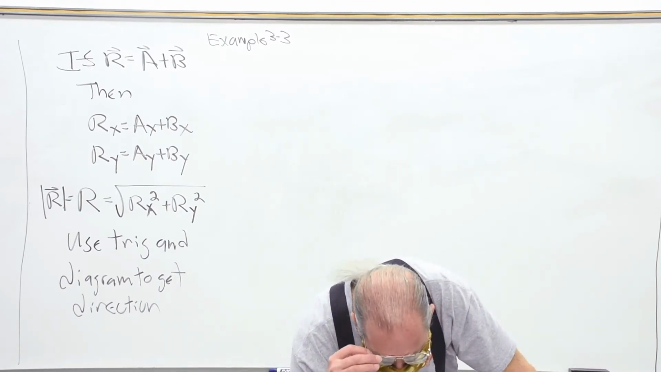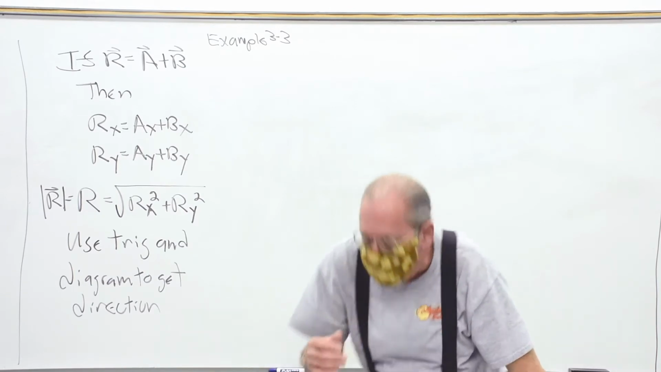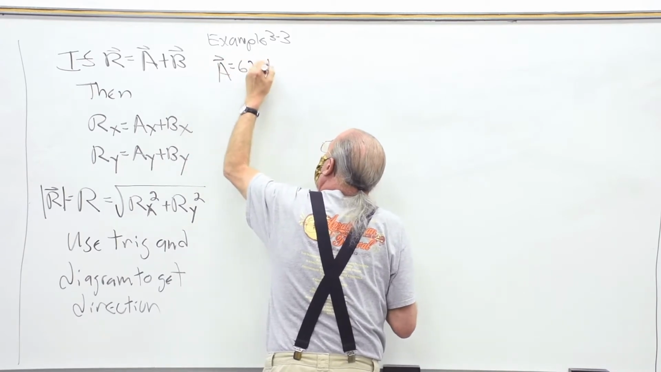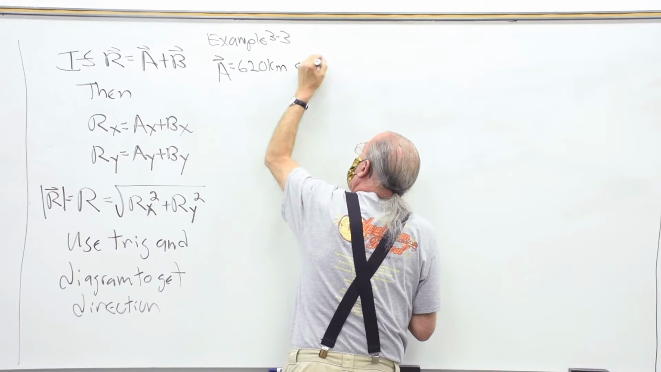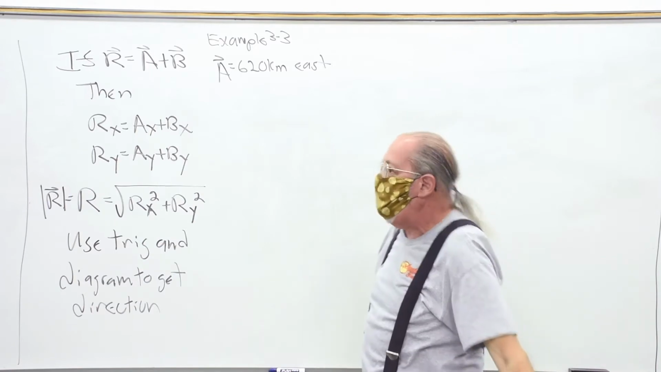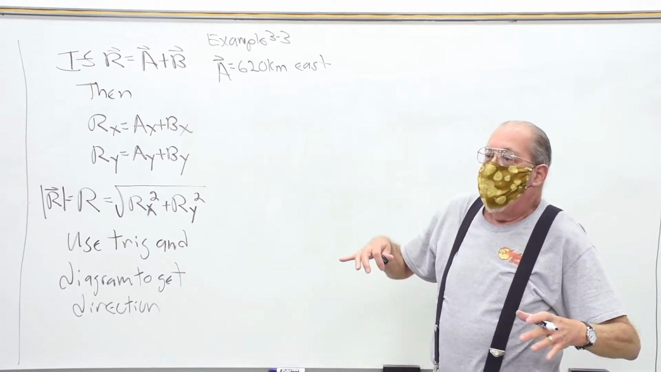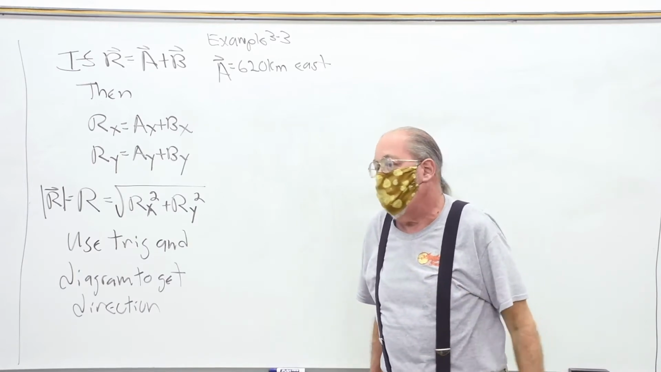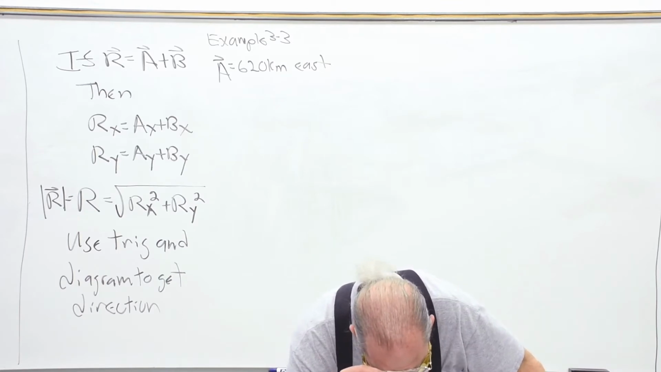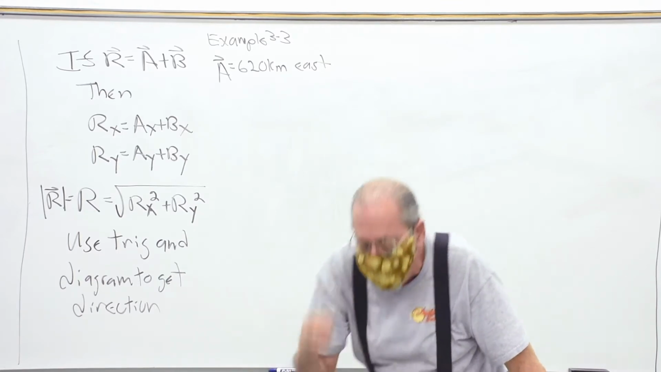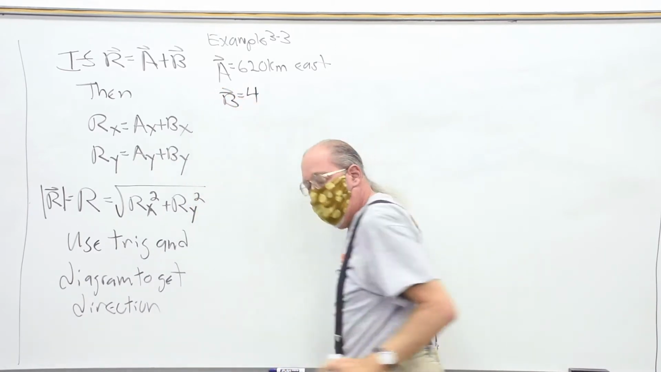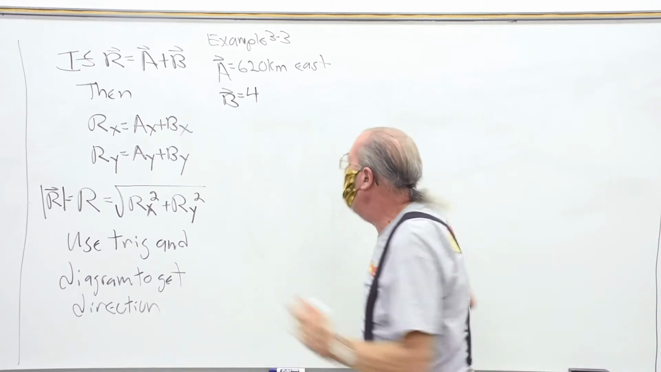So let us look at these. East 620 kilometers. The second vector, they call these D1, D2, and D3 in the book. It's easier to call them A, B, and C, because you just have to write one symbol. The second one is southeast 440 kilometers.